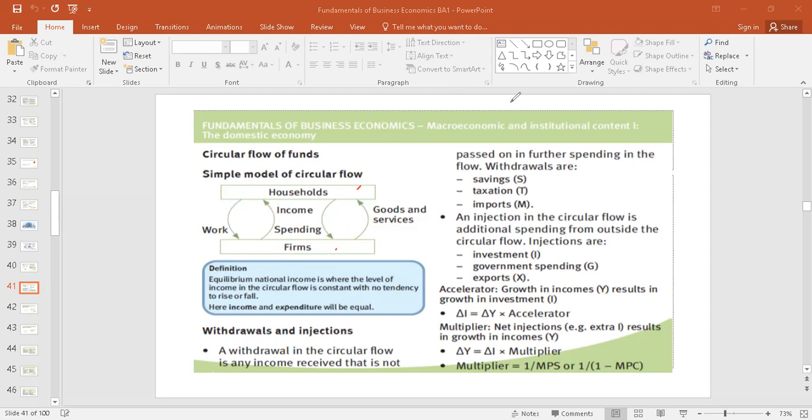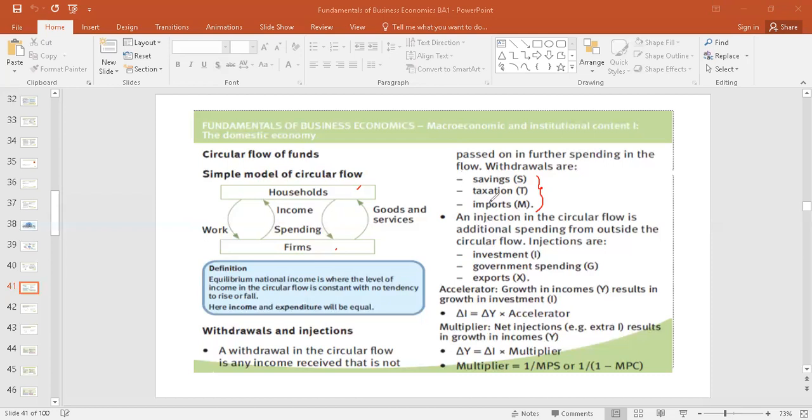A withdrawal in the circular flow is any income received that is not passed on in further spending. So instead of the households spending on the goods and services, if they set aside some amount, a portion is taken out of the circle, and that's a withdrawal. Then any amount of tax paid on the income generated goes out as tax payment. If there are imports, something is imported from other sources, so the income available here is used to make payment to outsiders. So that is imports.